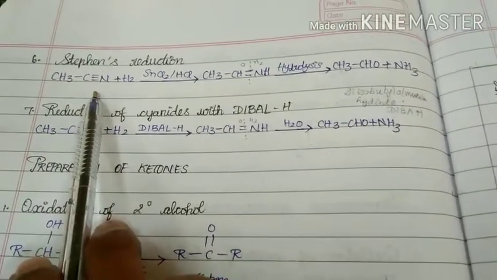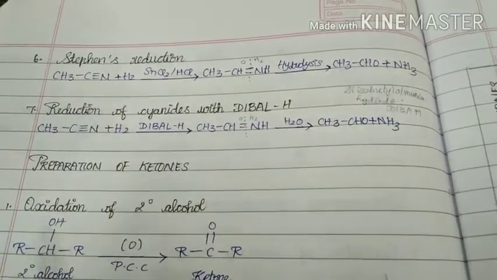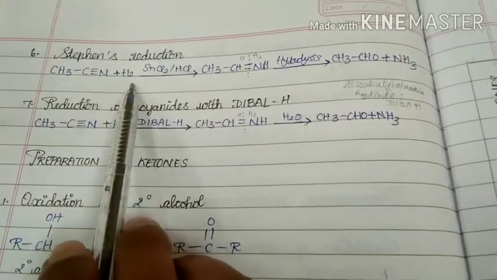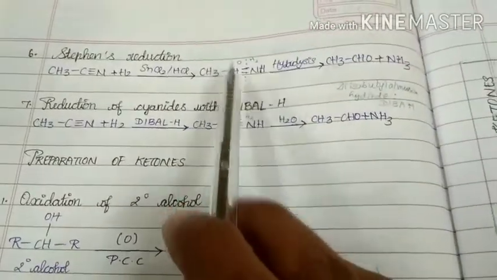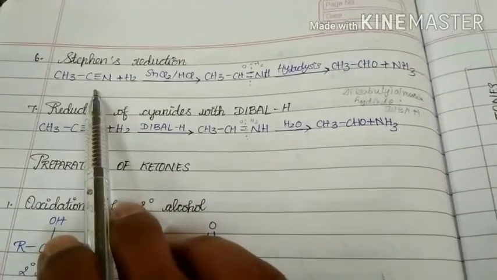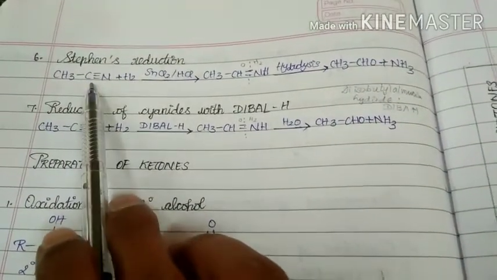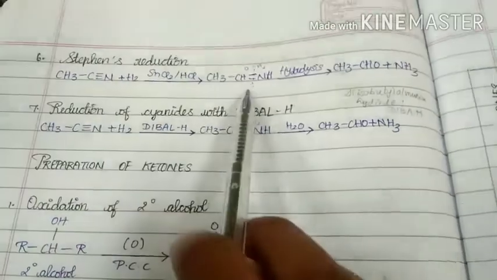CH3CN means methyl cyanide. It undergoes reduction in the presence of tin chloride and HCl. Then we get this compound. That means here also addition of hydrogen takes place, nothing but reduction.